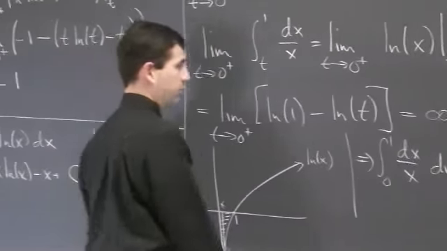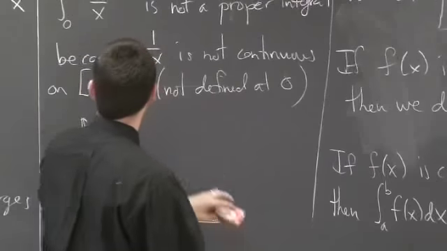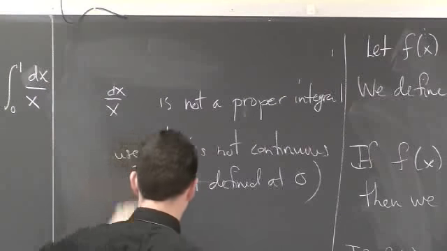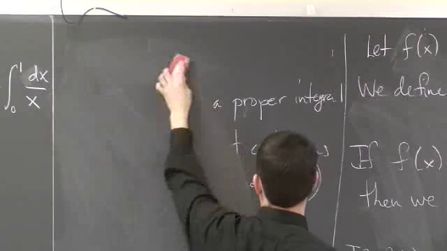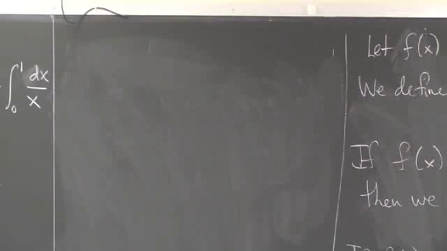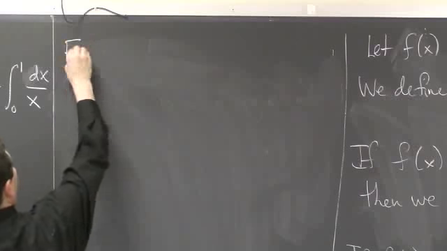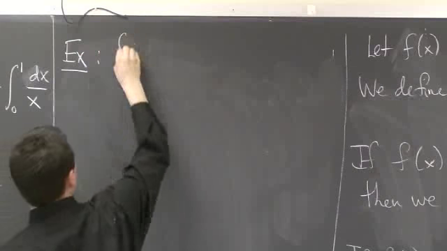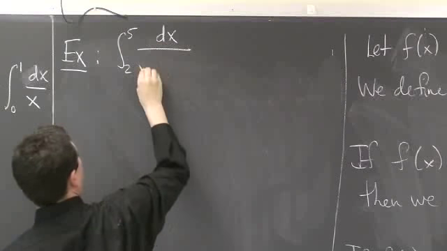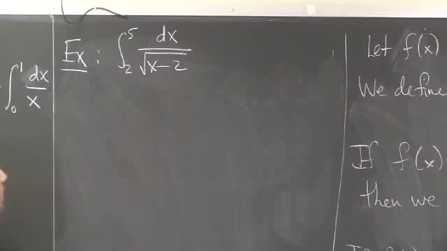Let's see, I guess I wanted to do one more example. Okay, all right, so let's do another example. So let's integrate from 2 to 5. We'll do the integral of dx over the square root of x minus 2.